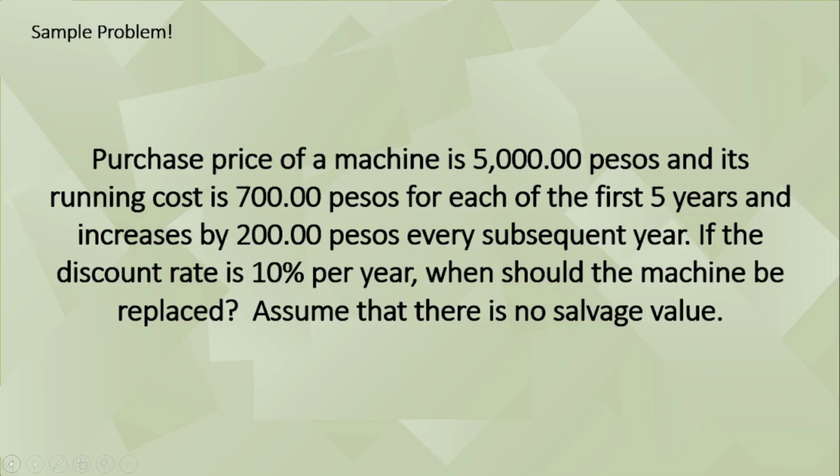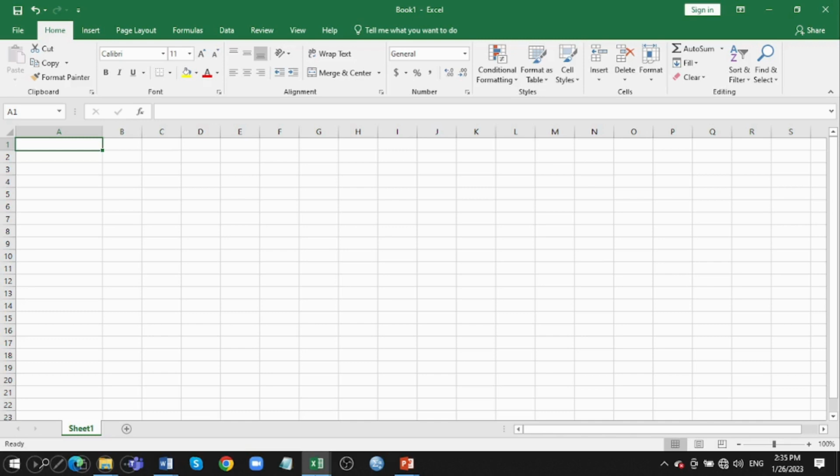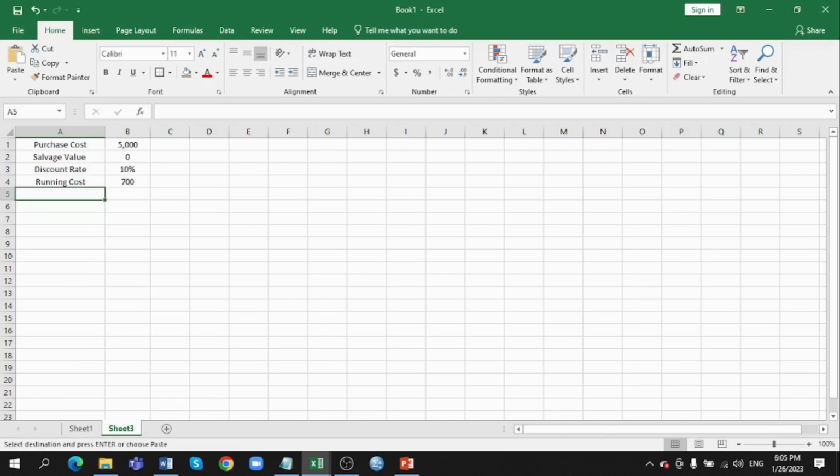In solving problems such as this one, it would be easier if you're going to make use of the Excel. So let's go. So here's our Excel. The first thing that you're going to do is to list down all the given in the problem. So we have our purchase cost, which is 5,000 pesos. Our salvage value equal to 0. Remember that we assume that there is no salvage value. That is why it is equal to 0. Next, we have our discount rate, 10%. Then our running cost, 700 pesos.